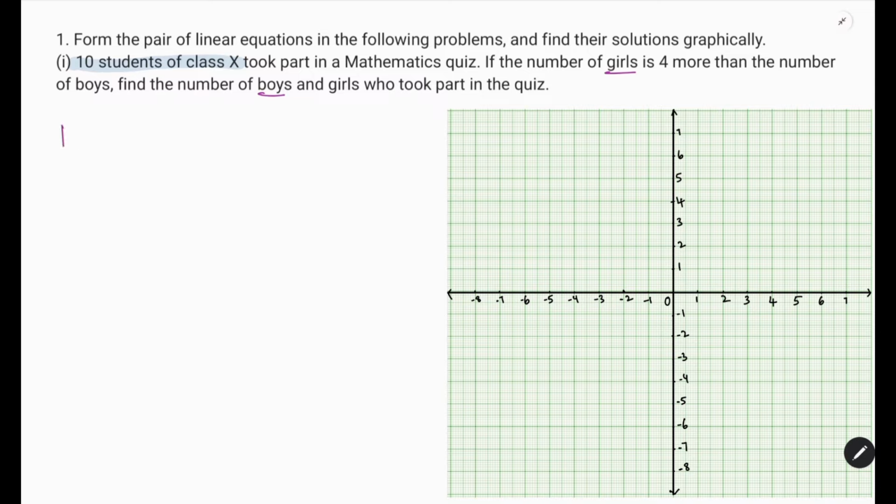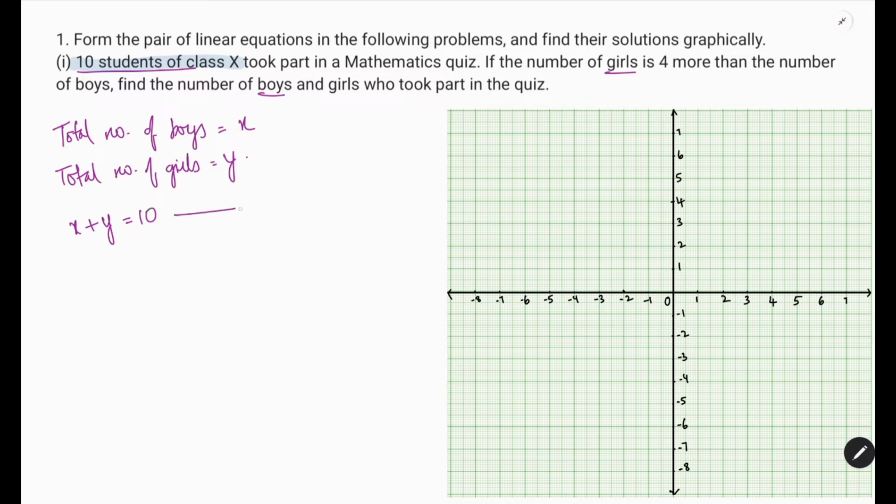So let the total number of boys equal x and the total number of girls equal y. It is given 10 students. So girls plus boys equal to 10. x plus y equal to 10. Okay, this is the first equation.